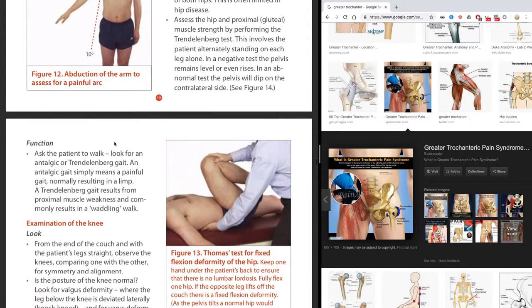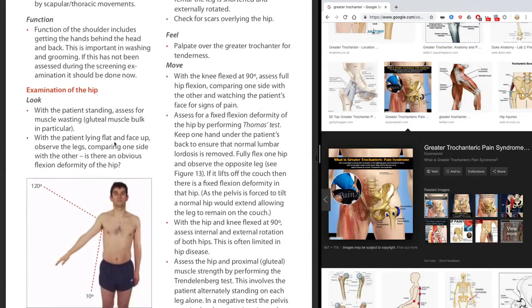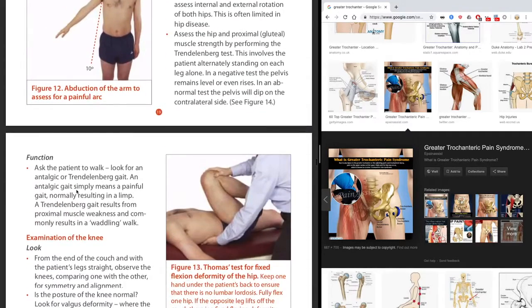Done look, feel, move, and now we're going on to function. Ask the patient to walk. Look for an antalgic or Trendelenburg gait. An antalgic gait simply means a painful gait, normally resulting in a limp. A Trendelenburg gait results from proximal muscle weakness and commonly results in a waddling walk.